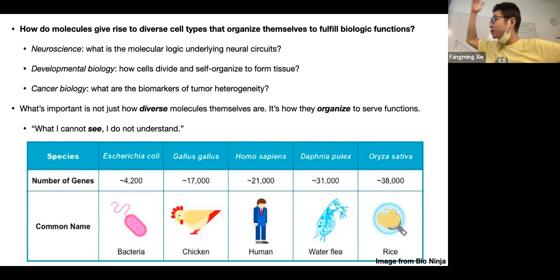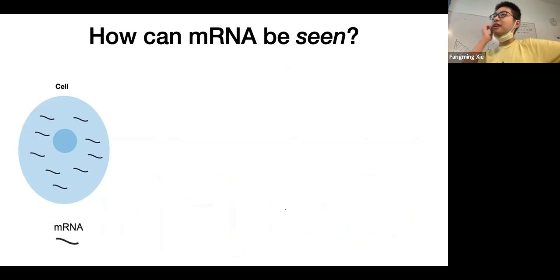We would argue here, what I cannot see, I do not understand. Even before we create something, we need to see what's going on inside. And for a long time, we were constrained by our tools in understanding and seeing what's happening inside living organisms that we take for granted from day to day. So that covers what spatial transcriptomics is and why we care about it.